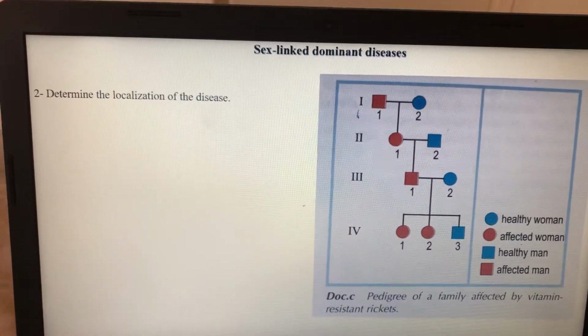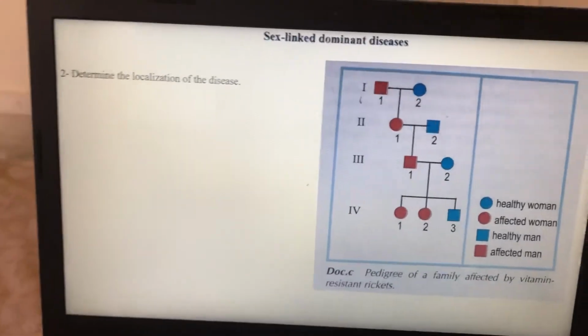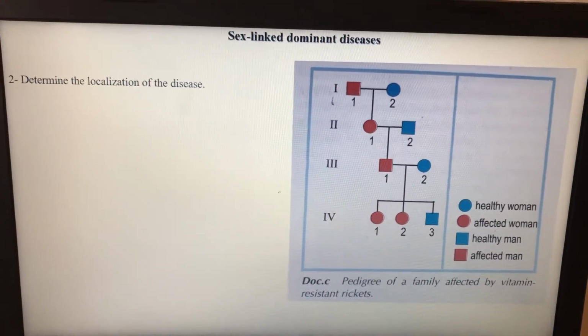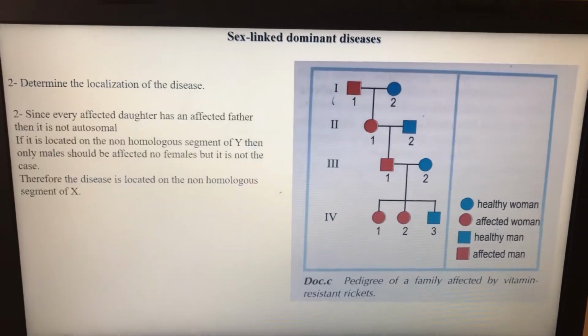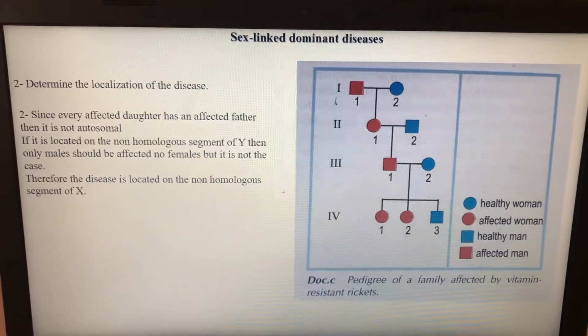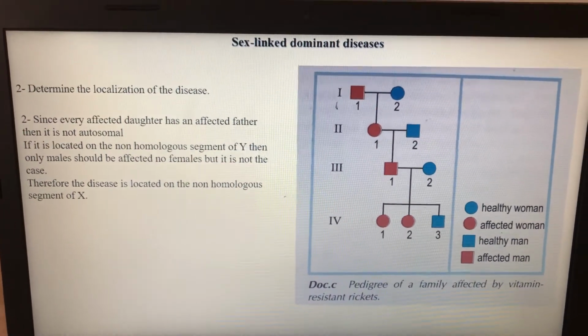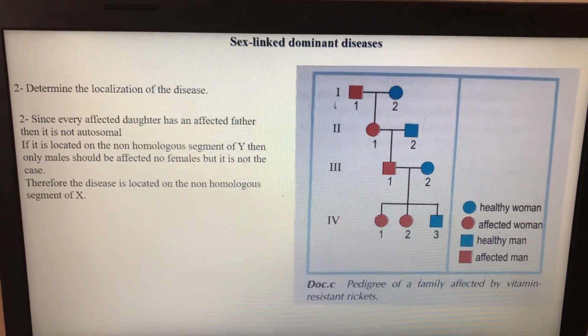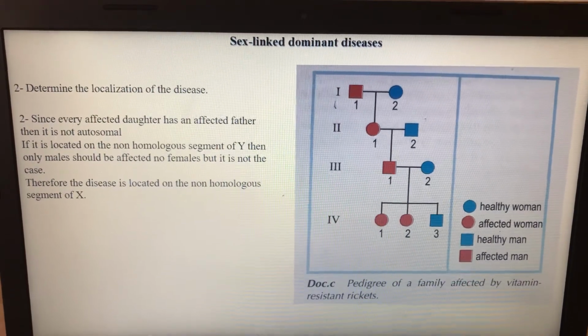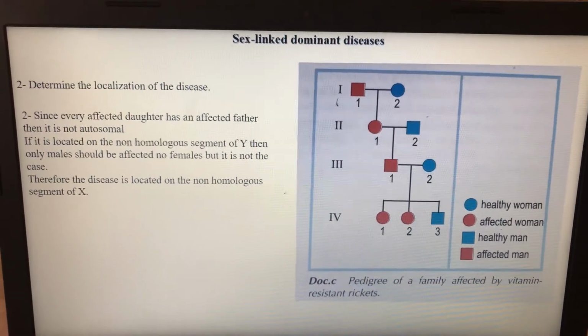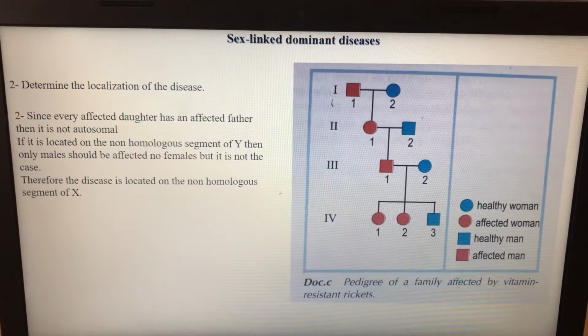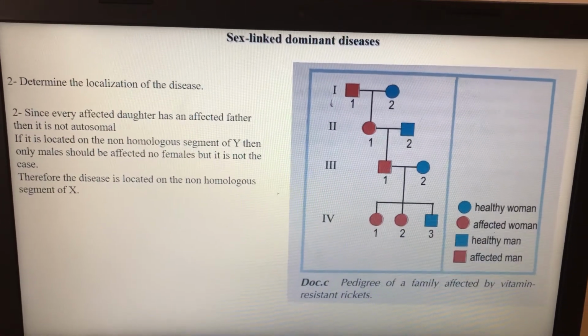And the second question will be: determine the localization of the gene. So if you see, every affected daughter has an affected father, so definitely it's not autosomal. If it is on the non-homologous segment of Y, then only males will be affected, but it's not the case because you see that there are females also. So this disease is located on the non-homologous segment of X.